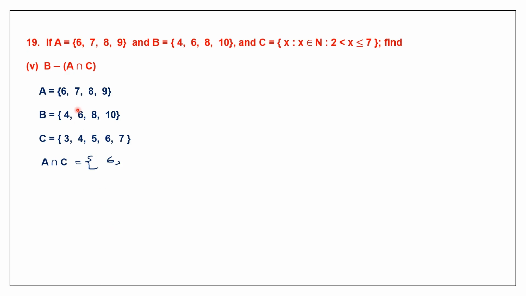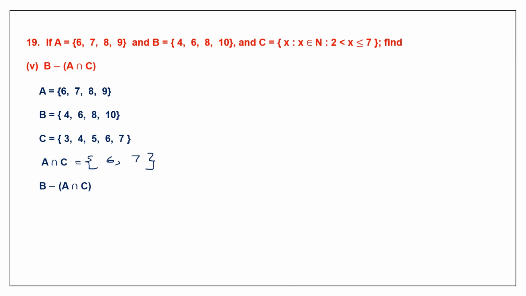Then what do we have? We have 7 in A and 7 in C. That is also common. Then let's go to 8. We have 8. It's not there in C. 9. That's also not there. So we have only two elements, 6 and 7, which is the intersection of A and C. Now we have to find the difference between B and A intersection C. So that means we write all the elements of B which are not in A intersection C.